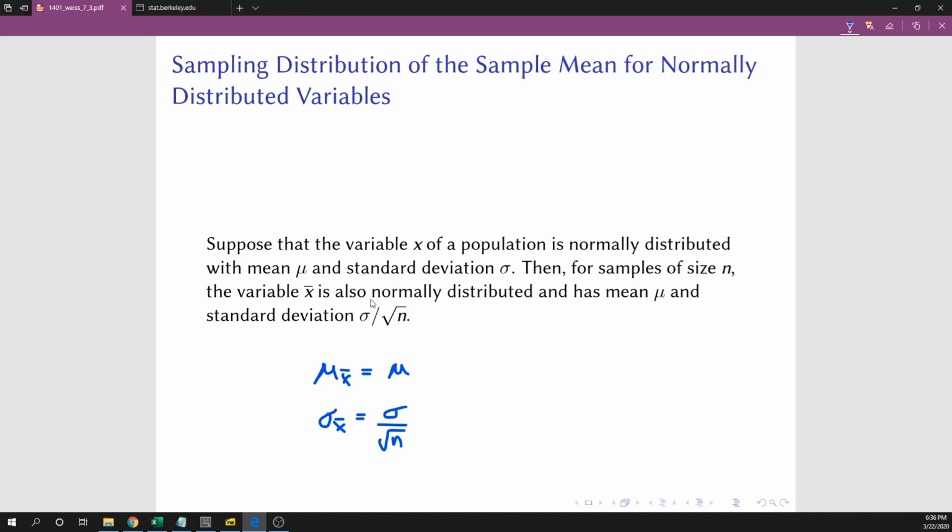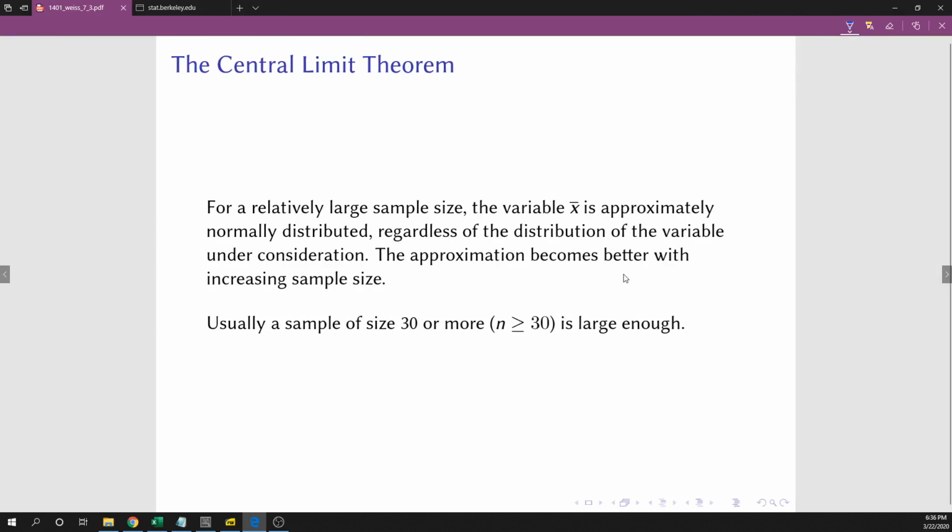All right, and so in addition, if the variable that you start with is normally distributed, then so is the sample mean x bar. Okay. All right. Now, that describes the situation when the variable that you start with is normally distributed. But how about if it is not normally distributed? Well, if it's not normally distributed, then the situation basically depends on the sample size, and that kind of boils down to something called the central limit theorem.